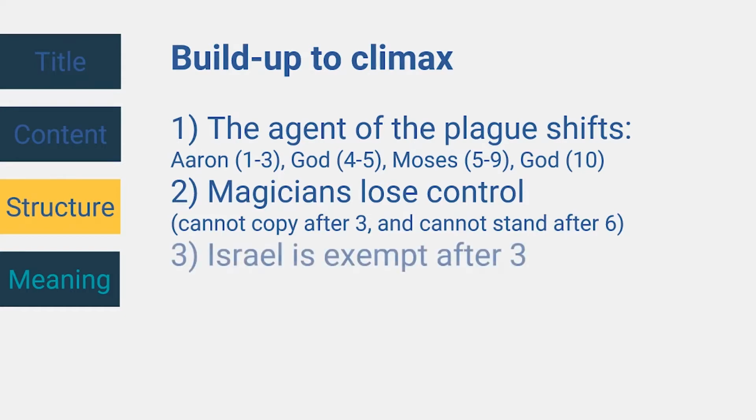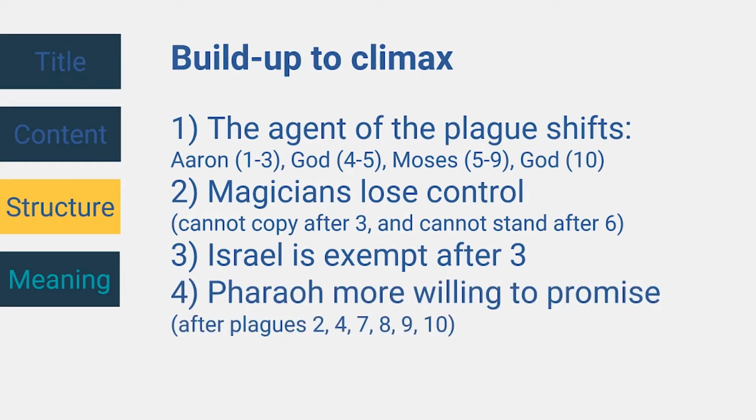From the 3rd plague on is also the moment when Israel, or the land of Goshen, is exempt from the results of each plague. And at the same time, the Pharaoh is more and more willing to compromise to let the Israelites go. He makes promises of one sort or another after plagues numbers 2, 4, 7, 8, 9 and 10, even though, like a real politician, he ends up breaking all of those promises as soon as he thinks he can get away with it.